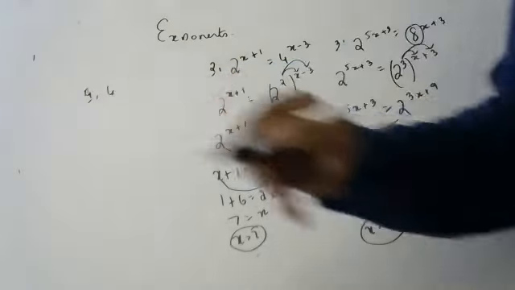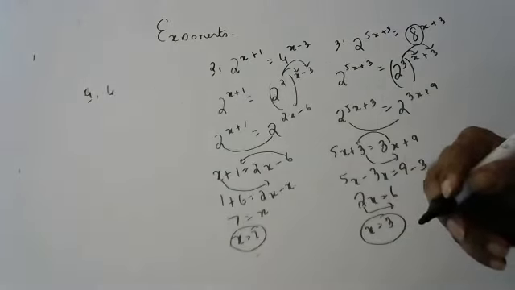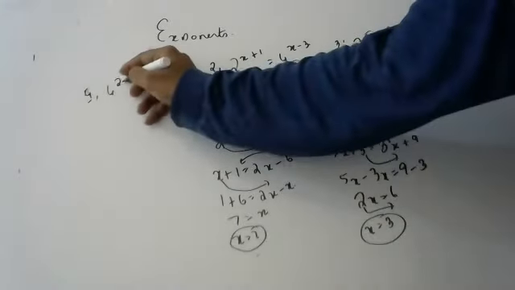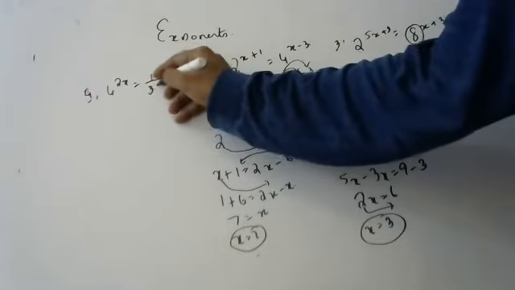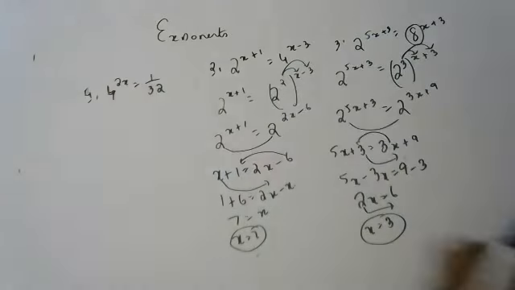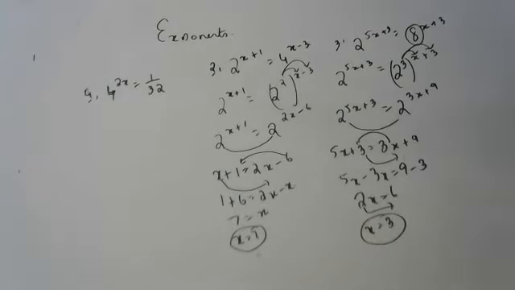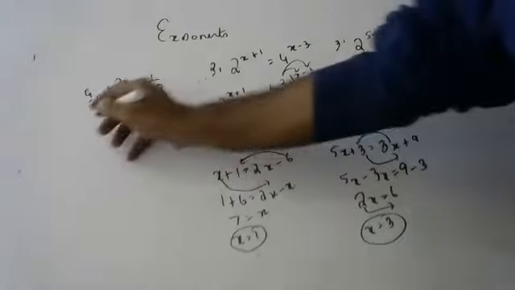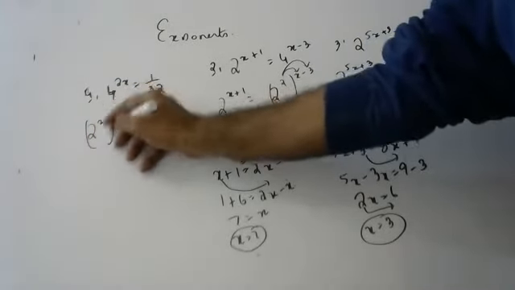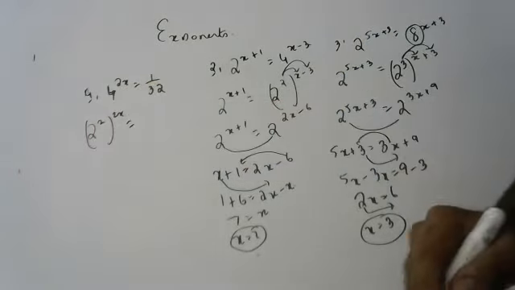4 to the power of 4 to the power of 2x is equal to 1 by 32. Rishikesh? Yes, sir. Four we can write as 2 square. And 2 to the power of 5 is 32, sir.